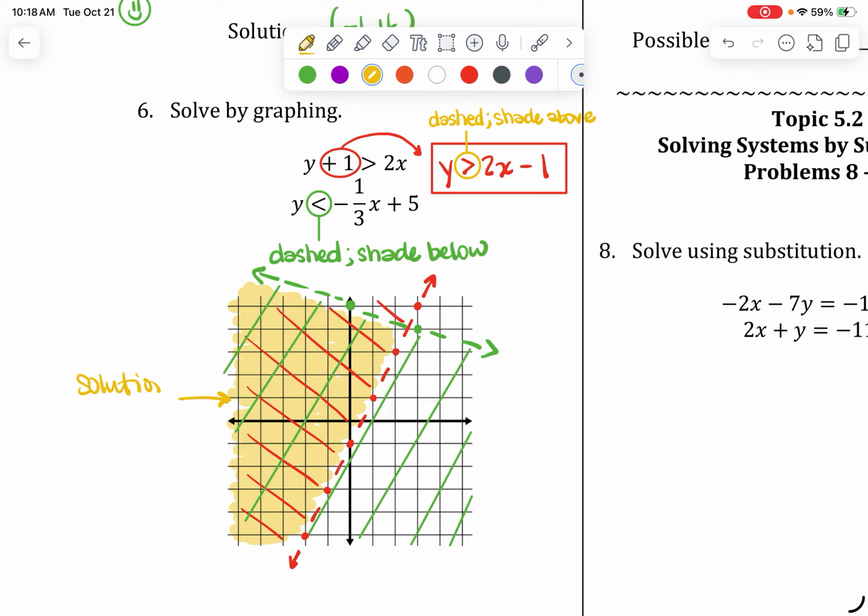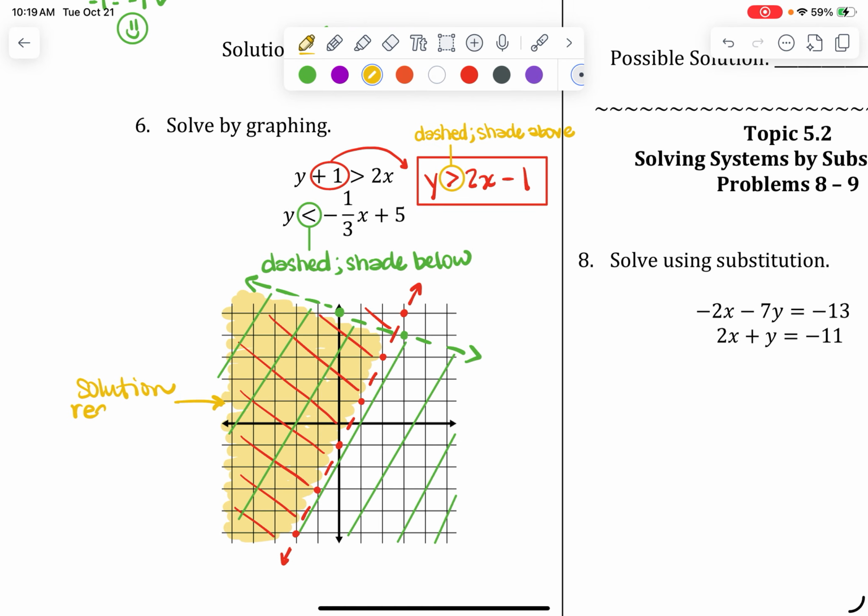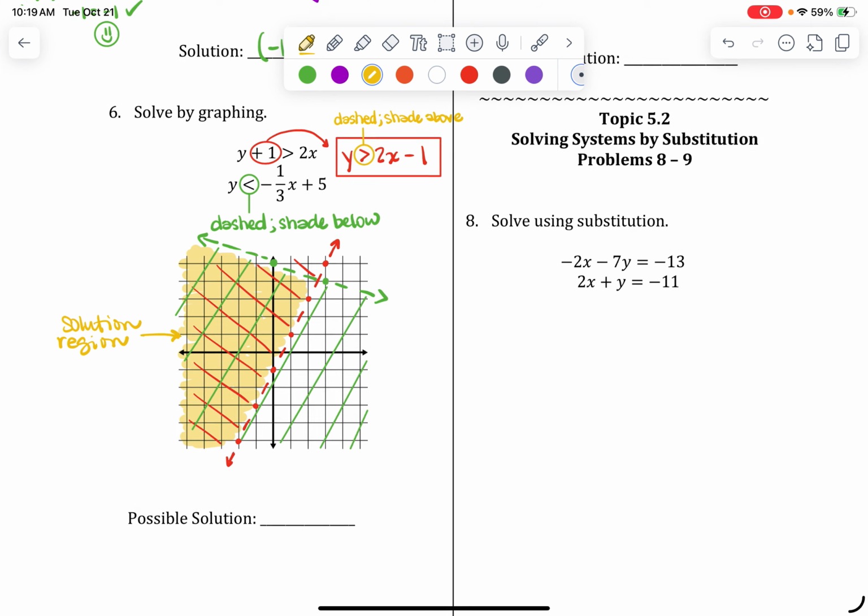So all those infinite points that exist in there are solutions to this system of inequalities. So when it says possible solution, just go grab one. I'm just going to randomly pluck one out of here. I'll pick this one right here, just because it's in that region. What is that, -3, 1? Sure. Any point in that yellow region will do.